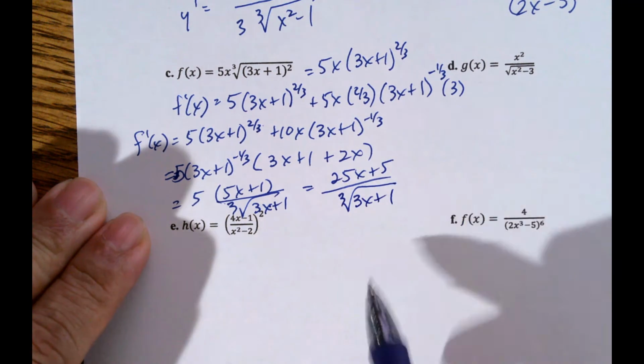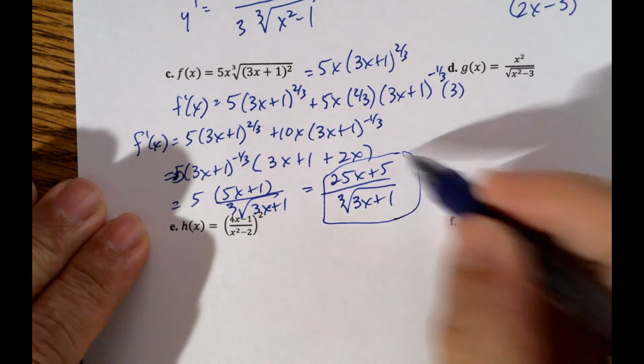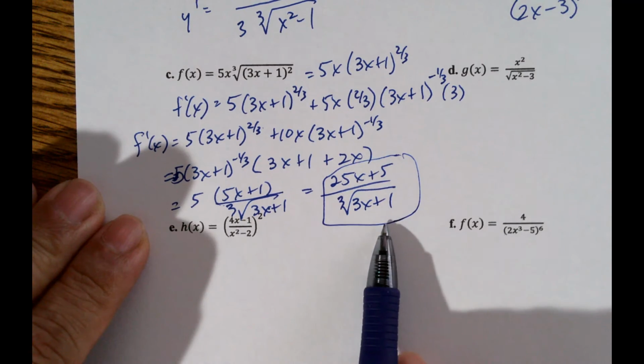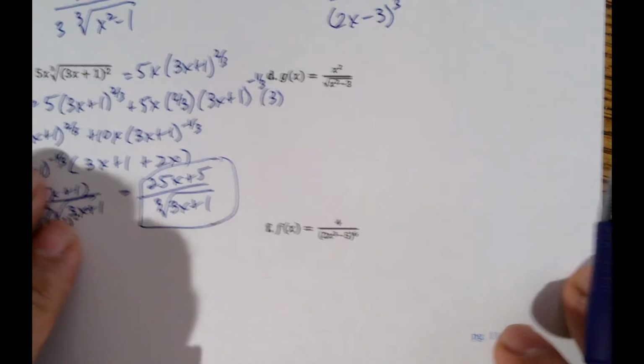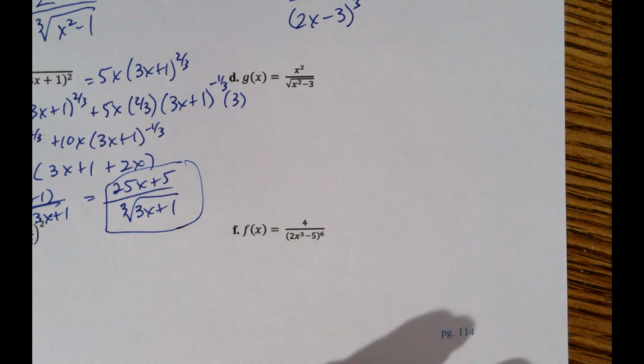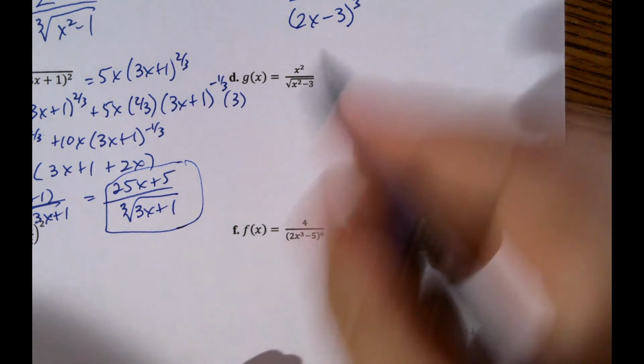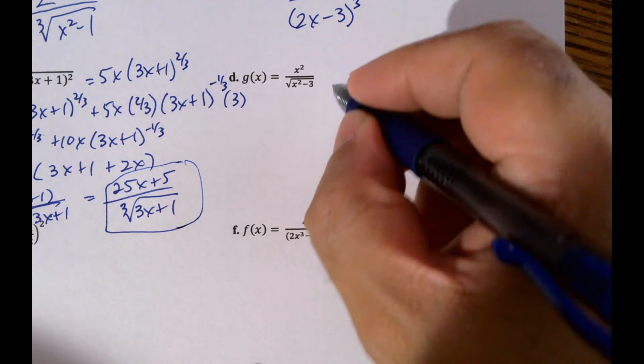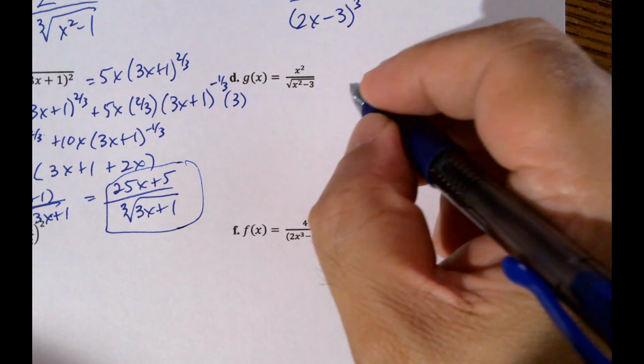All right, so that's the answer. That's the final answer. Your textbooks like this kind of answer, so be careful with that. Let's go on to D. Here we have g of x equals x squared over the square root of x squared minus 3. You're going to use the quotient rule and the chain rule.